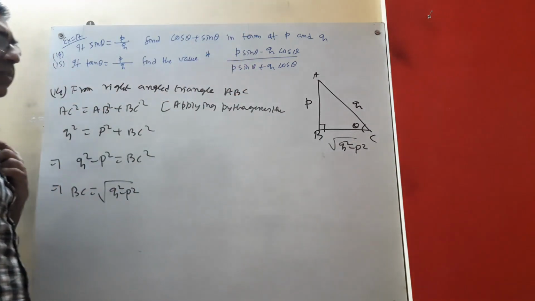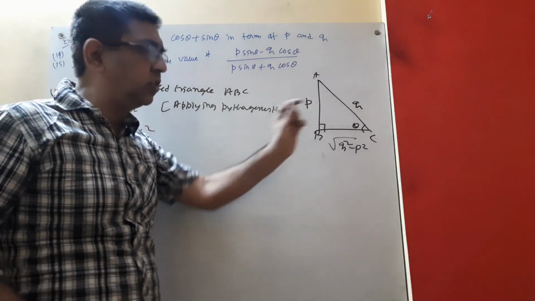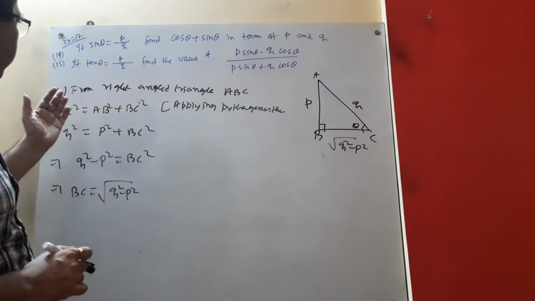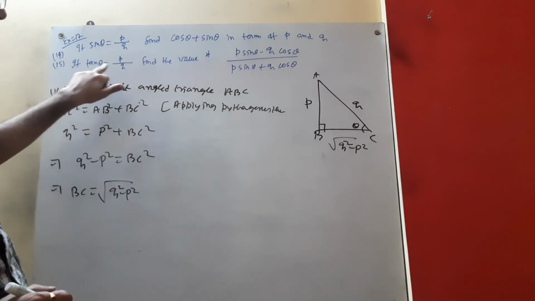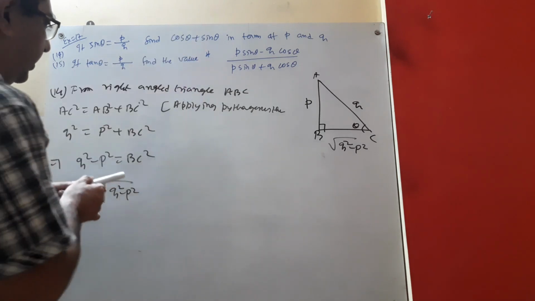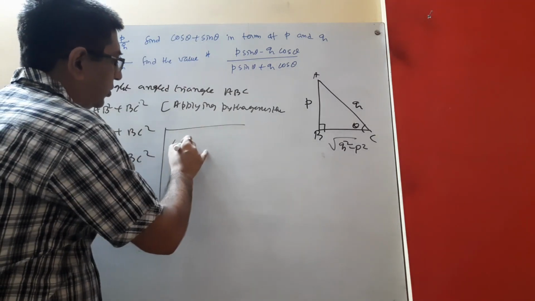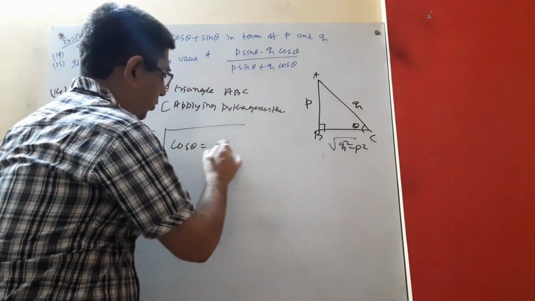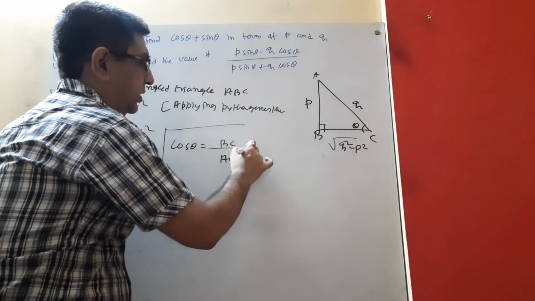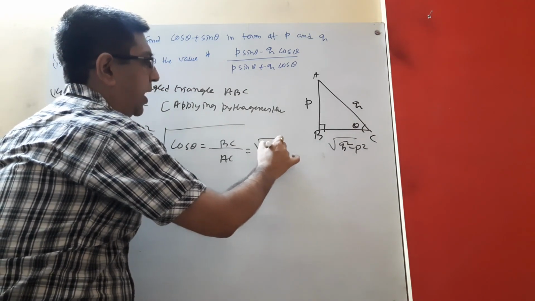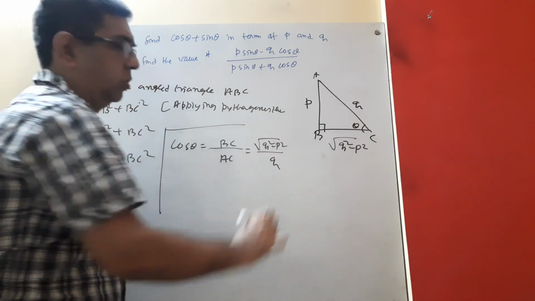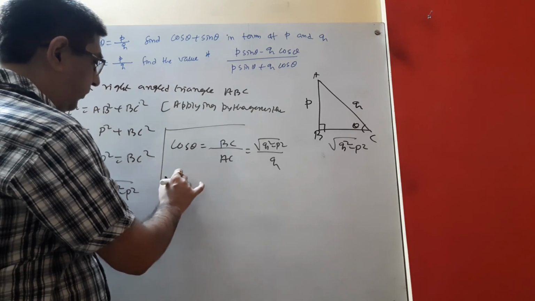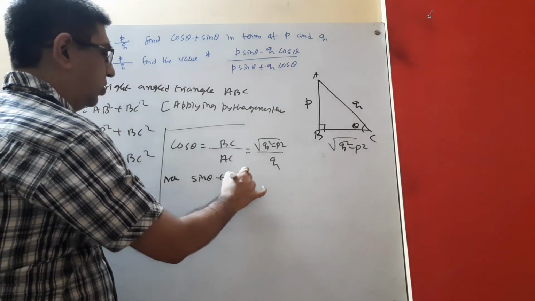Right? Very easy. Look, I have got all the sides of this triangle. Now I can find anything. What we have to find? Only cos theta, because sin theta is already given. So we have to find cos theta. Now what is cos theta? Cos theta is, this is theta, adjacent side by hypotenuse. That is BC by AC. That means what is BC? Root under Q square minus P square by what is AC? This one.